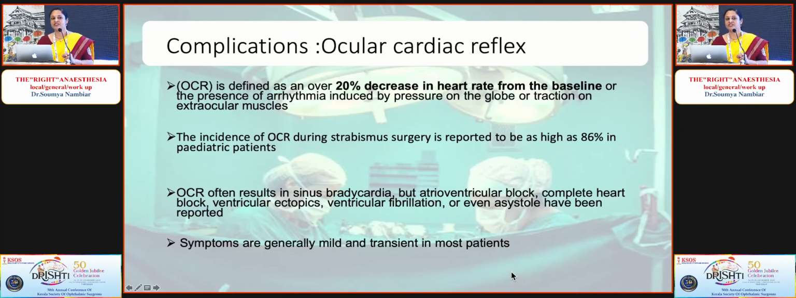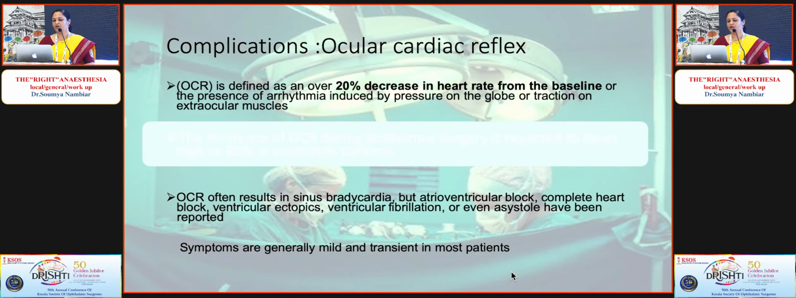The complication that we usually dread in a strabismus surgery is the OCR, or oculocardiac reflex. So how is it defined? Whenever there is a 20% decrease in heart rate from the baseline, or presence of arrhythmia which is induced by pressure on the globe or traction on extraocular muscles. This is how we get an OCR. The OCR in strabismus surgery is as high as 86%, and as you can see, in pediatric patients it is very high. The symptoms are generally mild and transient in most patients.